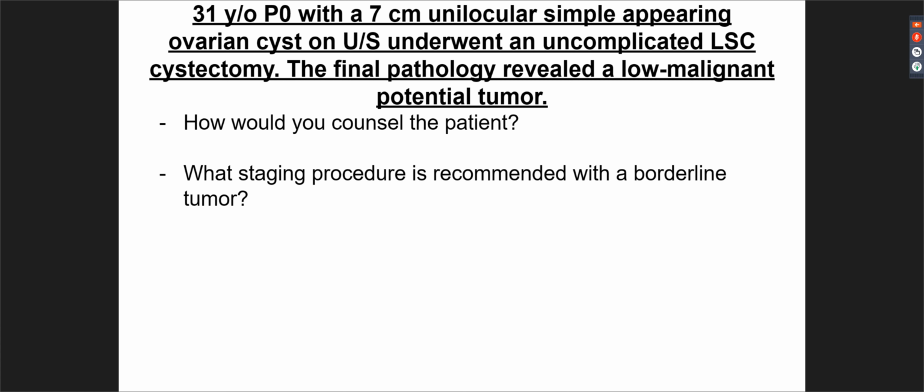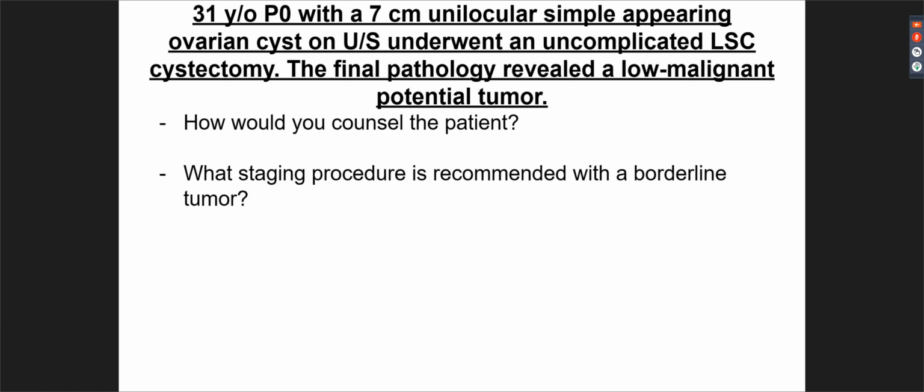So what staging procedures are recommended with a borderline tumor? My understanding is that with a borderline tumor, surgical staging would be the same as with any ovarian malignancy. However, it will depend on the patient's age and her desire for future fertility. The surgery would depend on those things, but the staging itself, my understanding is, would be like any ovarian malignancy, but I'll have to review that.